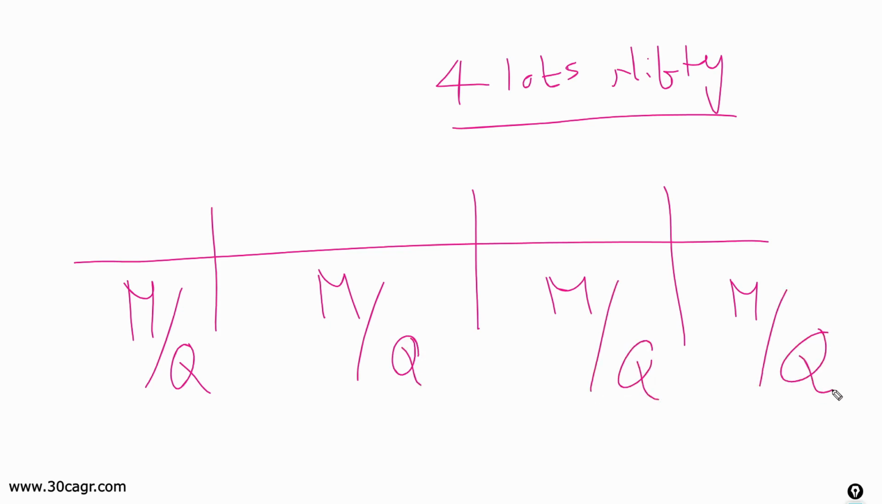In the first month or first quarter, enter only one lot. In the second month, enter two lots. In the third month, enter three lots. And in the fourth month, enter four lots. There's a phenomenal advantage of entering in this fashion. Let me tell you that.